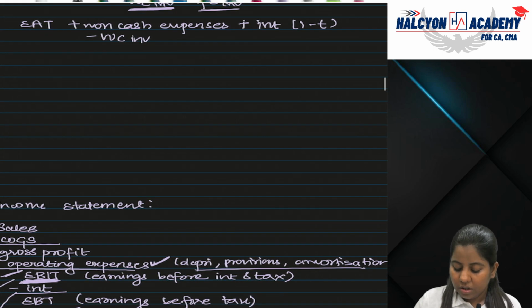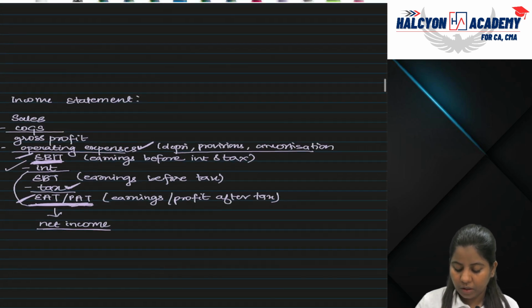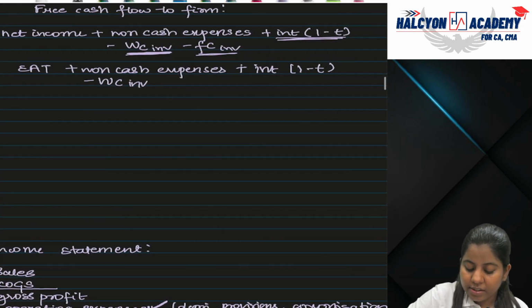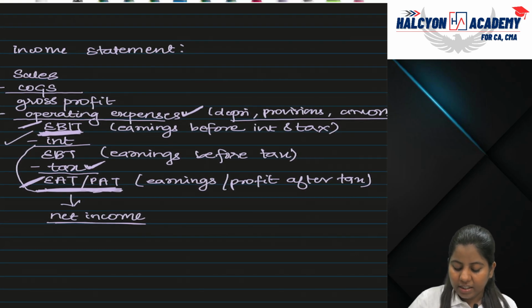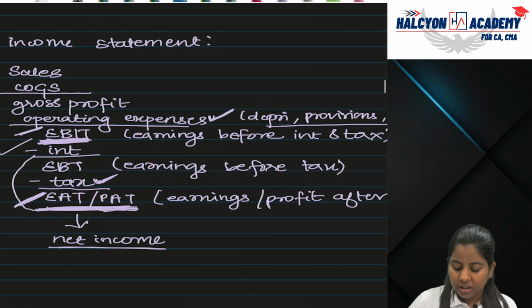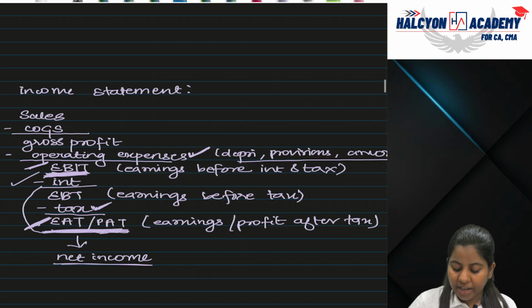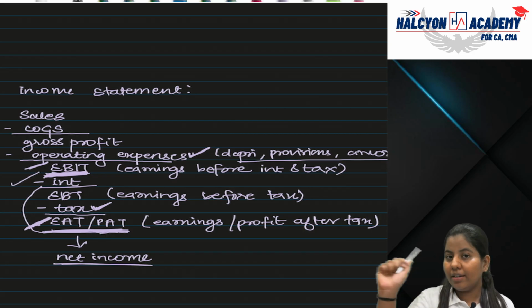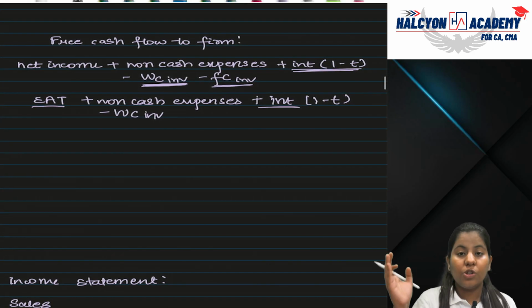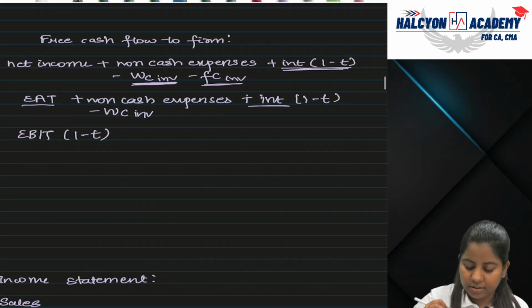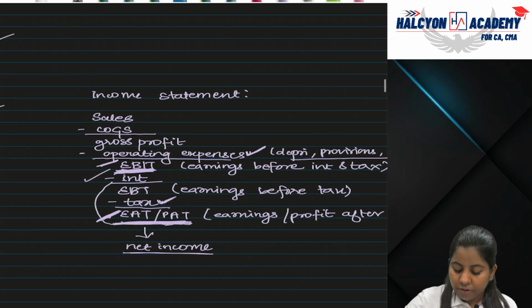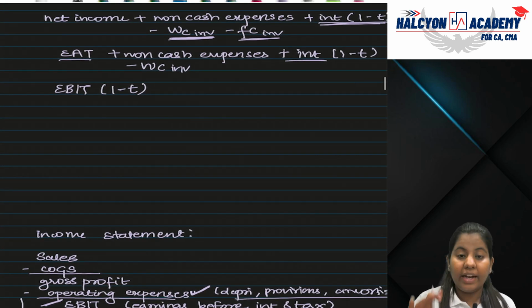Now can you tell me, can I write EBIT here instead of EAT plus interest? Because if I add interest to EAT, it will come to EBIT, but not tax. We don't deduct tax here. See, we can also write it as EBIT (1 minus tax). For this part, we can write EBIT (1 minus tax).